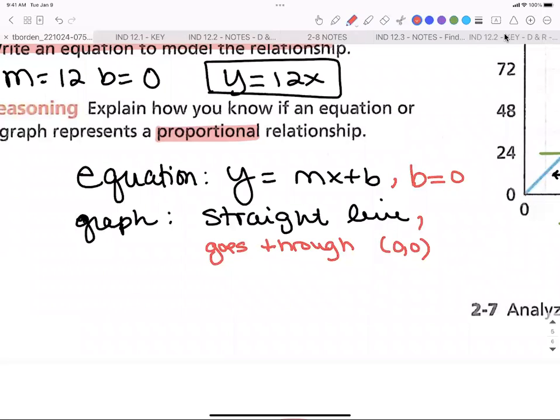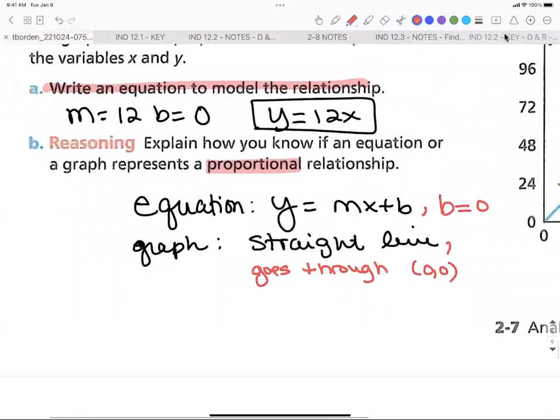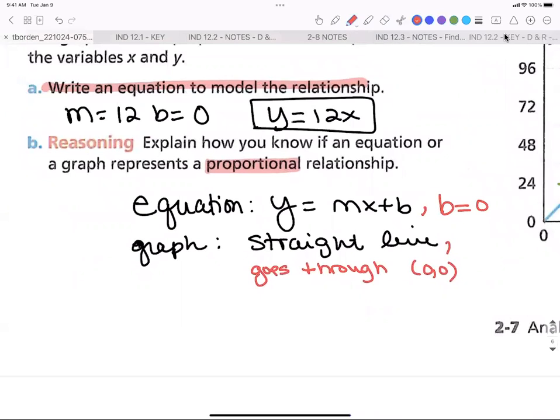All right, before we jump into today, 2-8, I want to make a very quick adjustment to our notes from 2-7. On page 137 of your notes, yesterday I said an equation is proportional if it's in y equals mx plus b. Please add to your notes: and the b is 0. The b has to be 0 for it to be proportional.